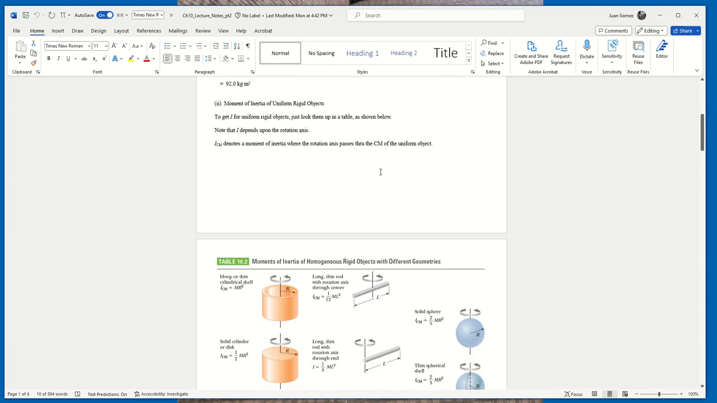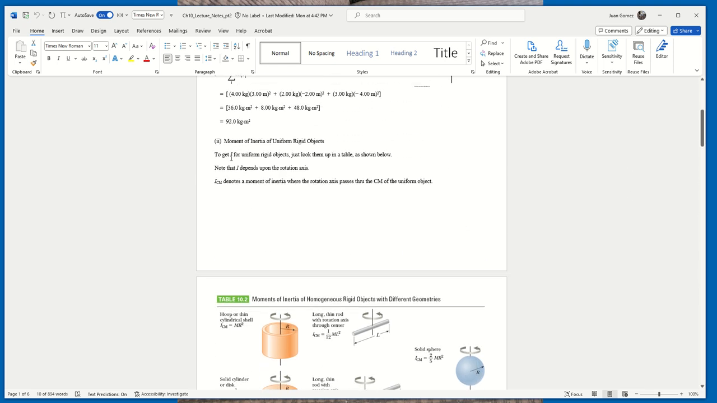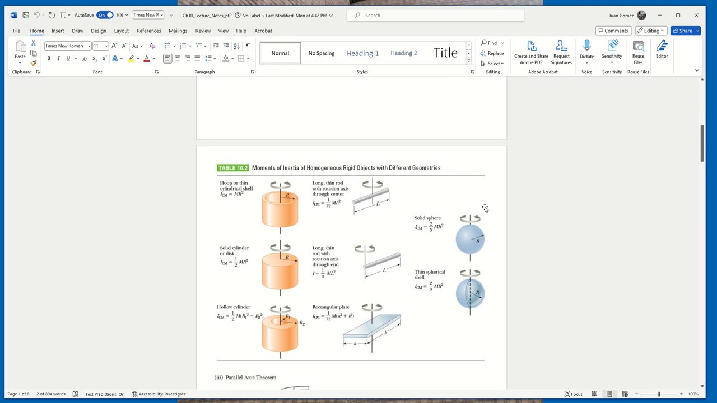Well, for those, you just look them up in the table, which I provided here. Now, the one thing to be careful about is, again, moment of inertia depends on the rotation axis. Now, when we talk about ICM, and again, when we say uniform rigid objects, these are particular examples here. Uniform, or homogeneous, meaning the mass is distributed uniformly.